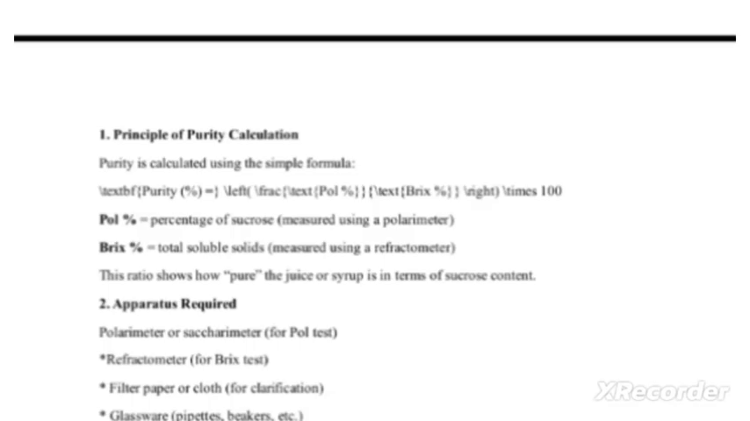Interpretation: 85% is good quality cane juice, 90% is ideal for efficient sugar recovery, 80% indicates impurity in early stage cane.